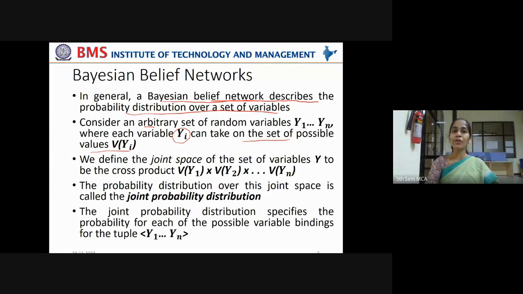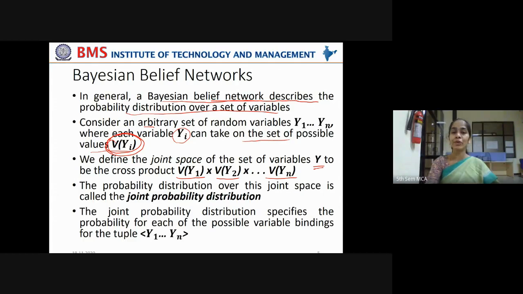So consider such an arbitrary set of random variables, y1, y2, and so on up to yn, each having a set of possible values V(yi). Say for the sky attribute, you can have sunny, cloudy, and normal. For humidity, low, medium, and high. Like that, the set of attribute values is indicated by V(yi). We define the joint space of the set of variables Y to be the cross product of V(y1) multiplied by V(y2) and so on up to V(yn).